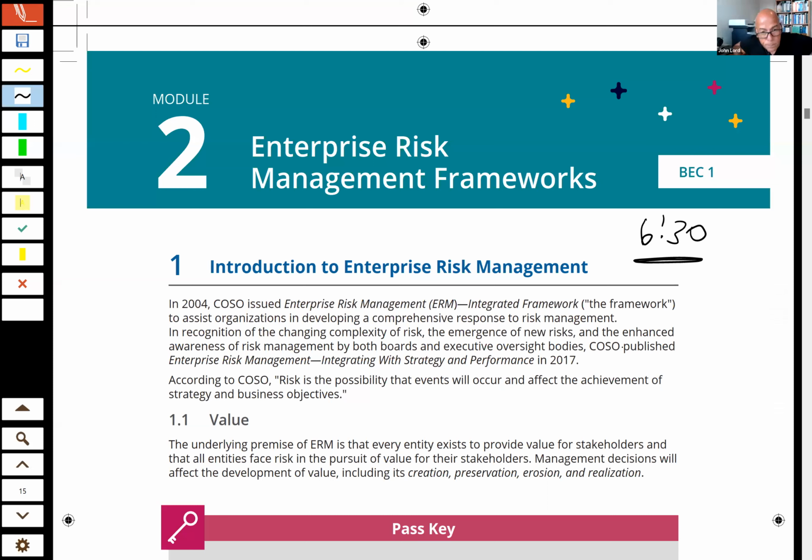We're going to get started back here with module 2, Enterprise Risk Management Framework. And again, we're looking at guidance that is provided by COSO. Just like internal control, with the objectives of financial reporting, operating objectives, and compliance objectives, enterprise risk management is actually a much bigger look at the overall organization and how they are going to manage the achievement of the entity's mission.